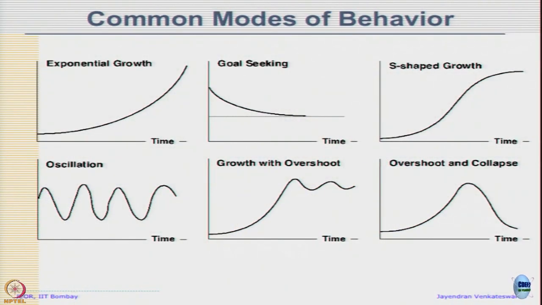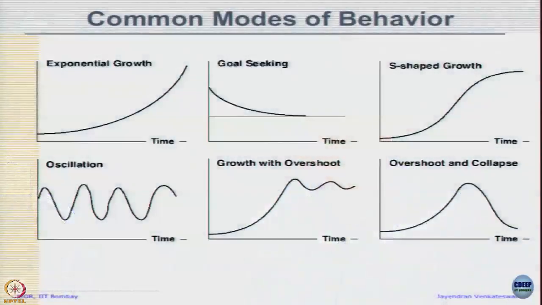Without much fanfare, these are the basic modes of behavior: exponential growth, goal seeking, S-shaped, oscillations, growth with overshoot, overshoot and collapse. Of these, exponential growth is very easy to imagine, and goal seeking and oscillations are very fundamental behaviors. A combination of these three is what results in the other behaviors called S-shaped growth, growth with overshoot, and overshoot with collapse. Goal seeking can also start from 0 and saturate there, which is also goal seeking, and can go like this.